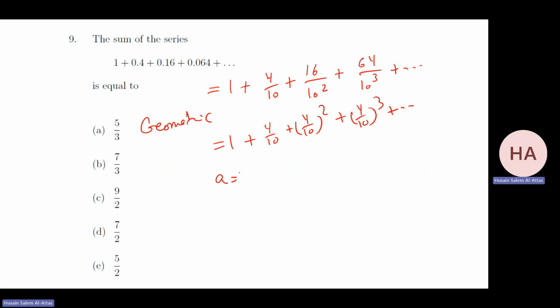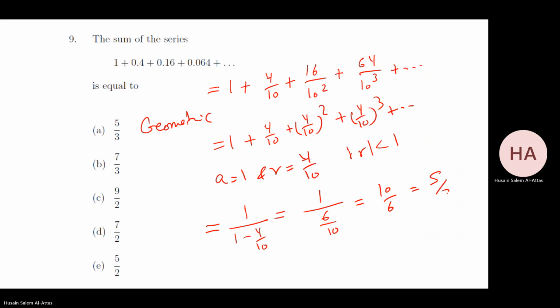What is A? A equals 1 and R equals 4 over 10, because the ratio will be 4 over 10. Note the absolute value of R is less than 1. So what will be the sum? It will be A over 1 minus 4 over 10. And this will be 1 over 10 minus 4, 6 over 10. So it's 10 over 6, 5 over 3.